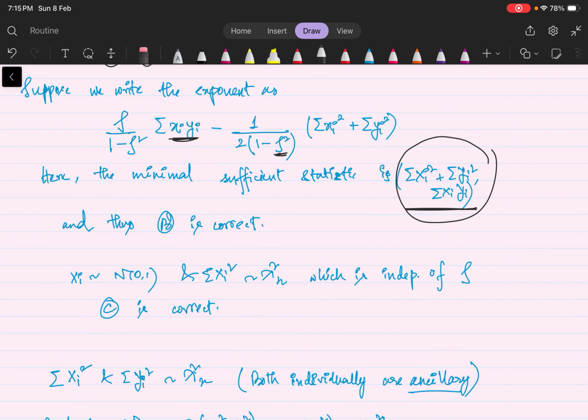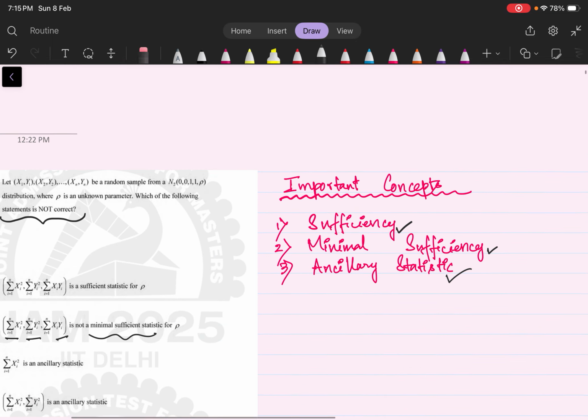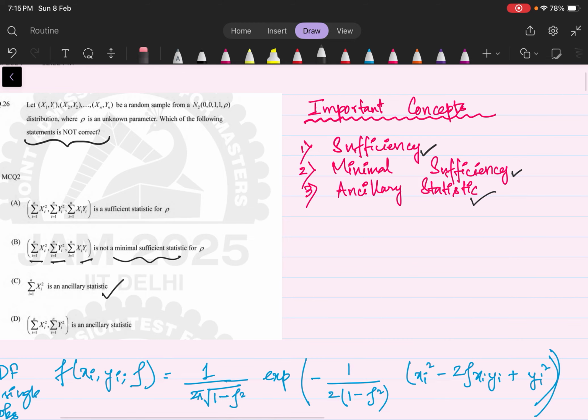For option number C, xi follows normal 0, 1. And thus summation i equal to 1 to n xi square follows chi square n, which is independent of rho, and thus C is actually an ancillary statistic, summation xi square, which is also a correct option. Hence option D will be the right option as it is an incorrect statement.